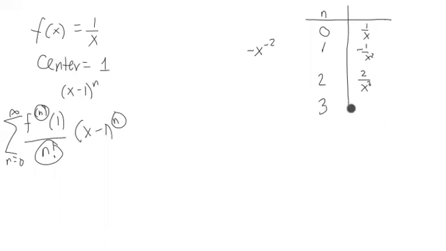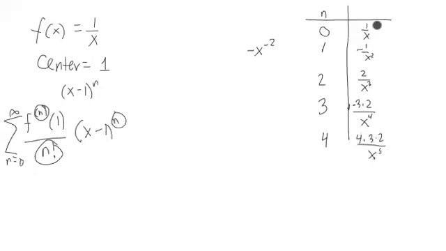Next at n is 3, notice that this is going to be 3 times 2 with a negative, all over x to the 4th. And at n is 4, we're going to have positive 4 times 3 times 2 over x to the 5th.